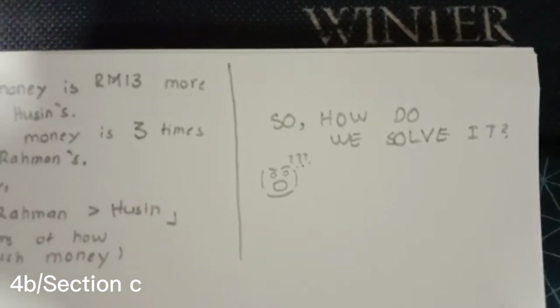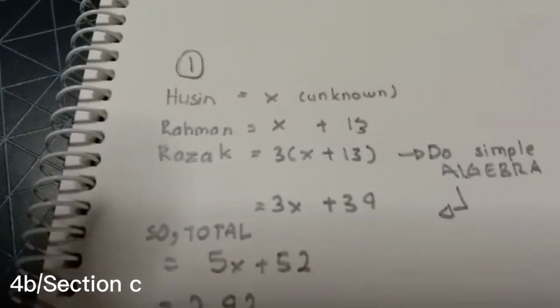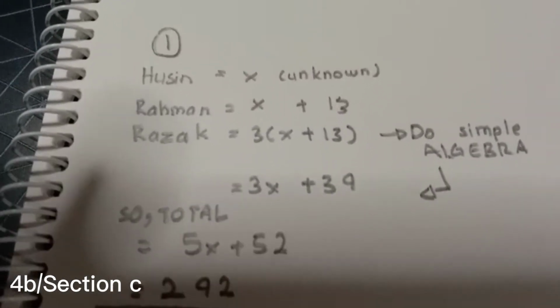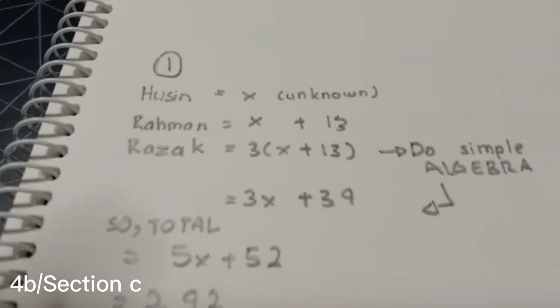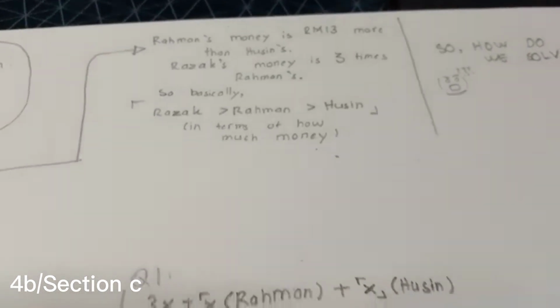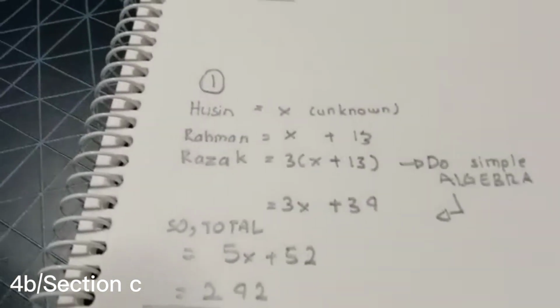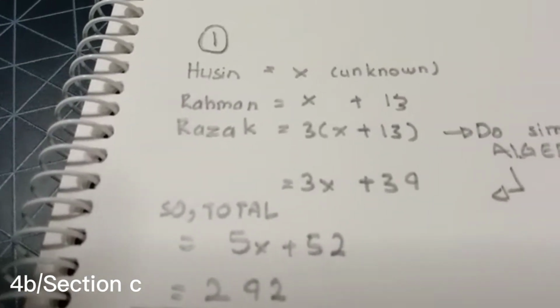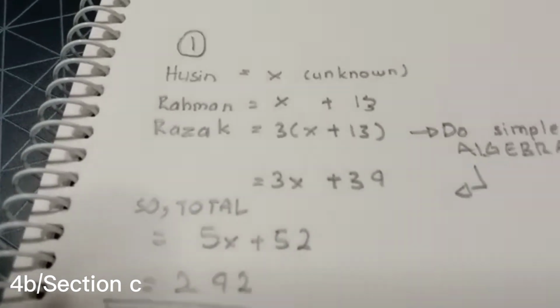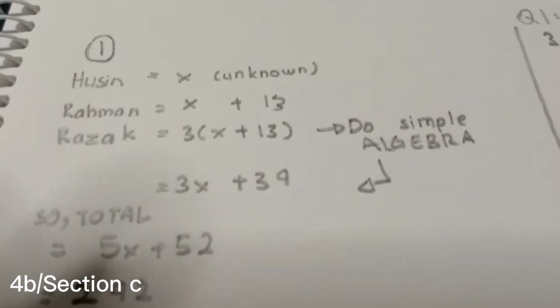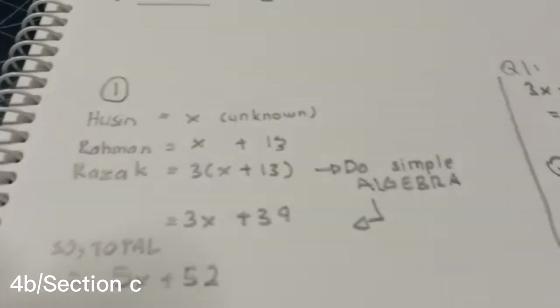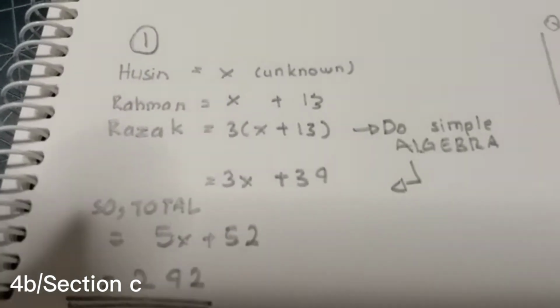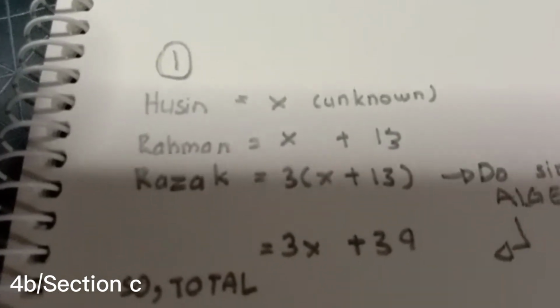So how do we solve it? Good question. Look at that question. We can now conclude that the question wants Hussein's money. How much is it? In order for us to know Hussein's money, we have to understand Rahman's and Razak's, and to know them, we have to do mathematics. And that's what the subject is for, isn't it?